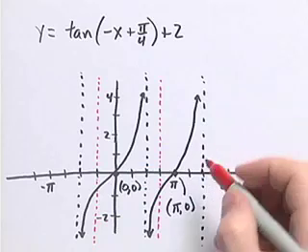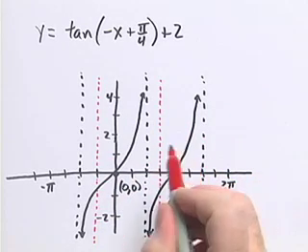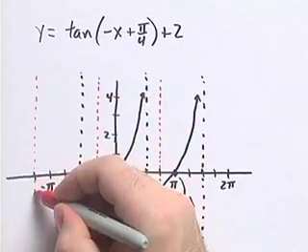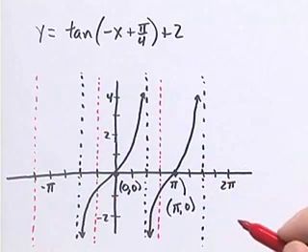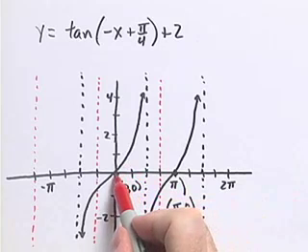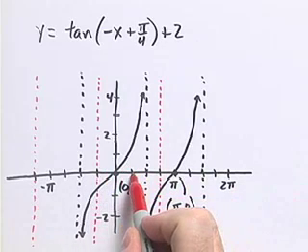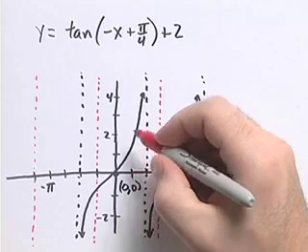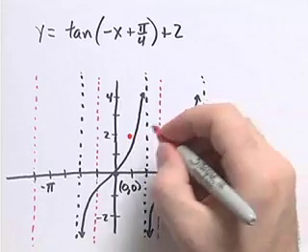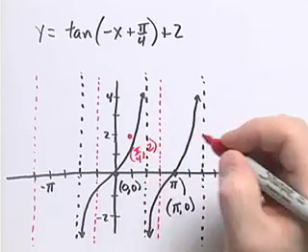Our third asymptote, we shift pi over 4 units to the left. That puts us at 5 pi over 4. We reflect around the y-axis, that puts us at negative 5 pi over 4. And so we get an asymptote there. Next, we'll apply our transformations to the 2 points. 0, 0, we go left pi over 4 units. Reflect around the y-axis. And then we're going to shift up 2 units. That puts us right there. And so this point will be pi over 4, 2.